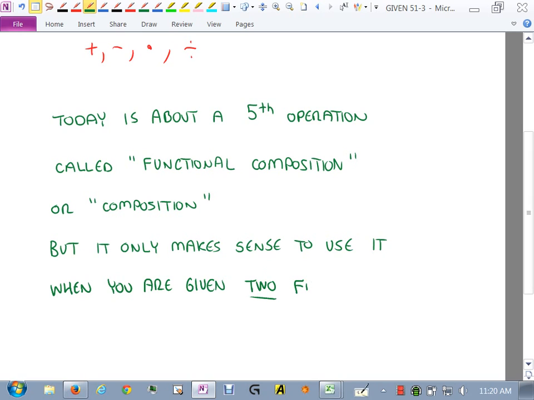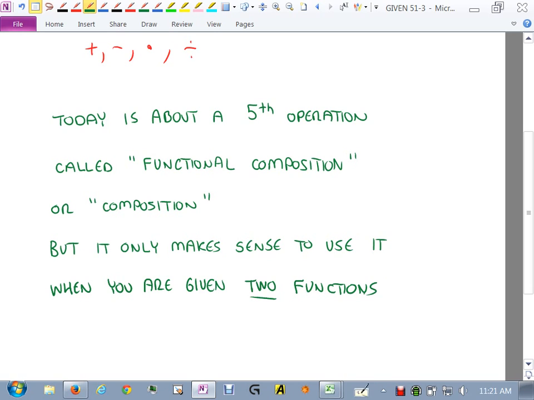Two functions. Right? Like if I said right now, what's 5 composed with 3? You would have no idea what to do, right? And you can't do it. You can only do composition when you have the two functions. So how is this going to work?